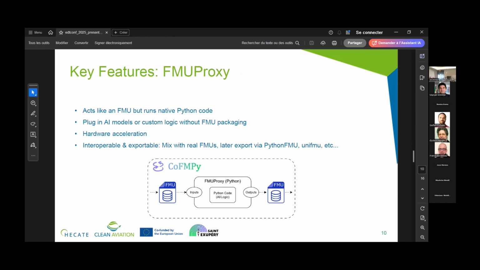The next key feature is what we call the FMU proxy. So Edward, you already came up with that name when we were discussing. It does exactly what it should tell by reading this. So it acts like an FMU, but it runs native Python code. This is interesting because out there is a massive ecosystem of Python-coded AI libraries, PyTorch, TensorFlow, and all the backend from Hugging Face, etc. And you can use those without the need to package it as an FMU, while still being compliant with FMI.